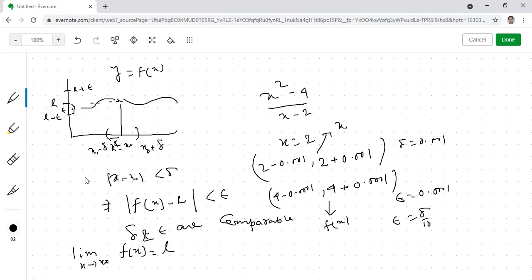Yes, sir. So the same thing we are defining here. That means whenever we are varying the independent variable in a small interval around x0, this is a generalized definition. And if the functional values minus the limiting value are also varying in a small interval and both are comparable, then we can say that the limit exists.